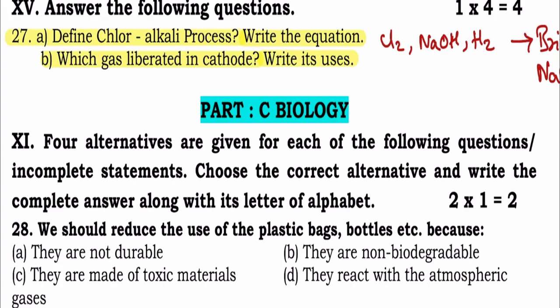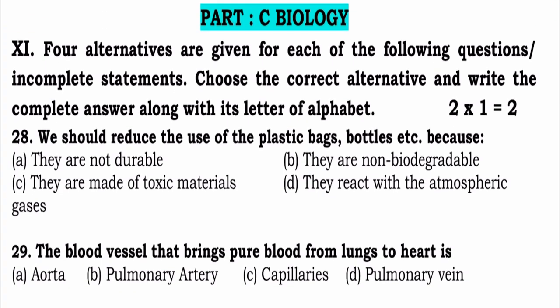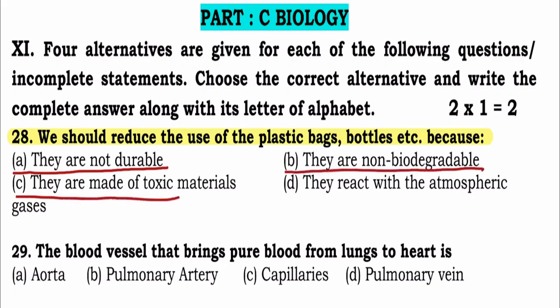Okay, next let's go to part C, biology. First main, which is also MCQ. 28th question. We should reduce the use of plastic bags, bottles, etc. because. Options are: option A, they are not durable. Option B, they are non-biodegradable. Option C, they are made of toxic materials. Option D, they react with atmospheric gases. The answer for this question is they are non-biodegradable.